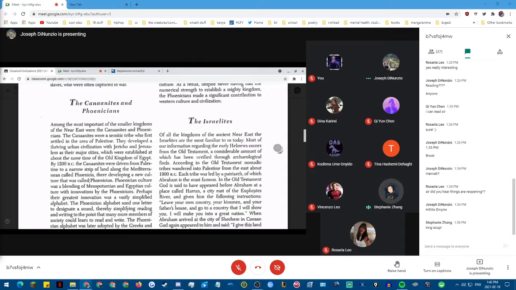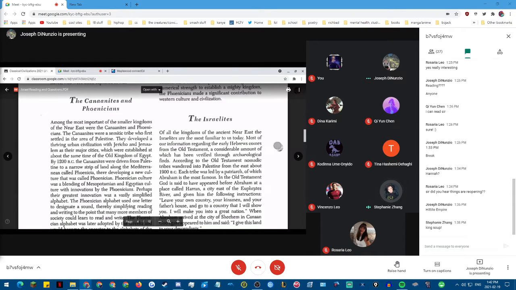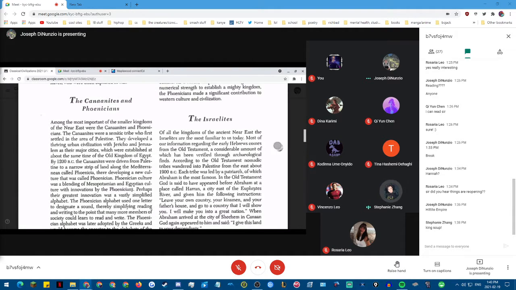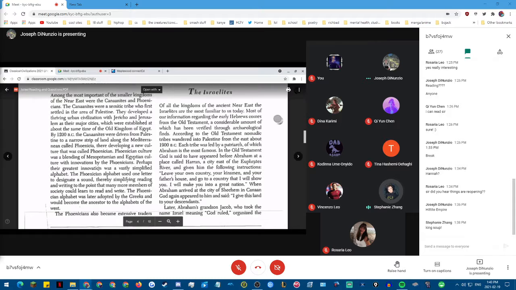Phoenician culture was a blend of Mesopotamian and Egyptian culture with innovation by the Phoenicians. Perhaps their greatest innovation was a vastly simplified alphabet. The Phoenician alphabet.